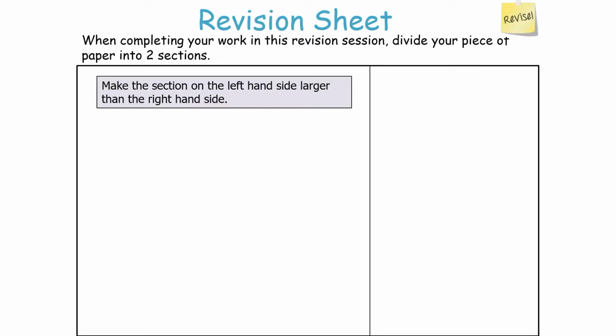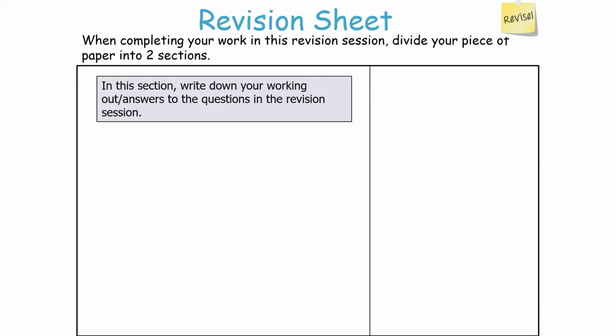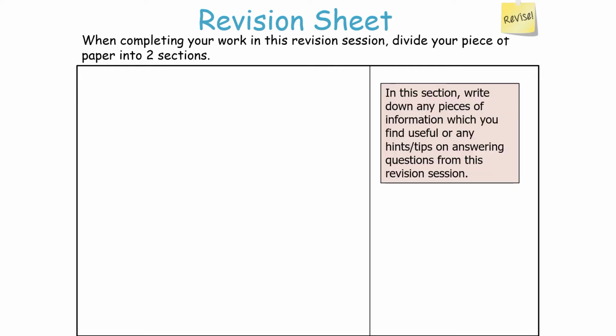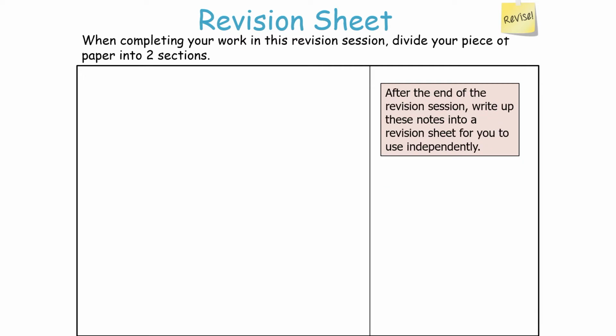When completing your work in this revision session, divide your piece of paper into two sections. Make the section on the left hand side larger than the right hand side. In the left hand side section, write down your working out and answers to the questions. Make sure you write it out in full sentences and show your working out. In the right hand side section, write down any pieces of information which you find useful or any hints and tips on answering questions from this revision session. At the end of this revision session, write up these notes into a revision sheet for you to use independently.